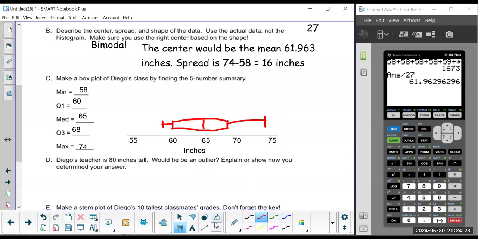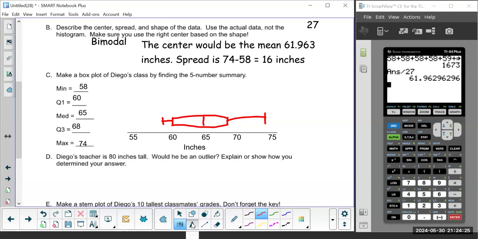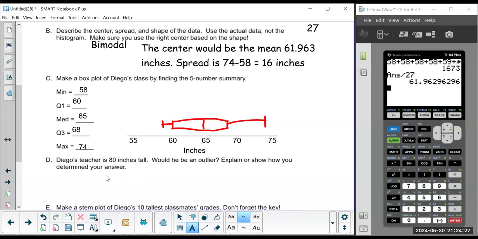So Diego's teacher is 80 inches tall. Is he an outlier? So in order to do that, we need to find the IQR, which is Q3 minus Q1. So that's our 68 minus 60, which will give me an 8. And then we multiply that by 1.5. That's just the rule, which will give me 12. So I'm going to take that 12 and I'm going to subtract it from Q1. When I subtract it, that will give me 48.